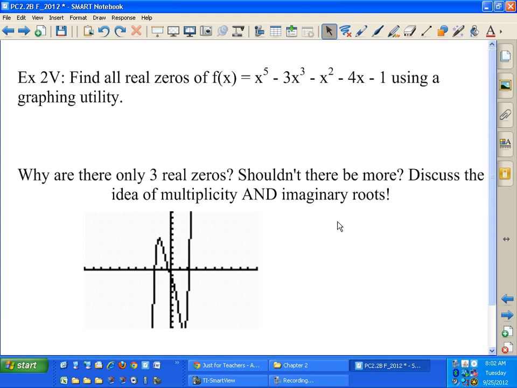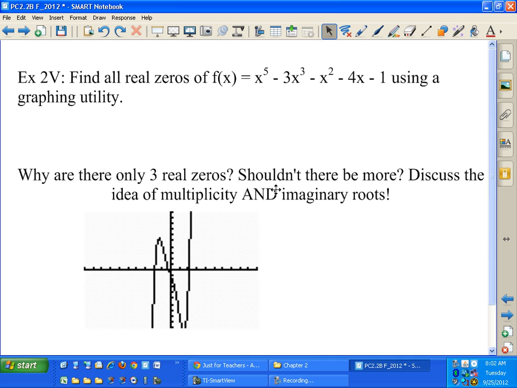Then it says find all the real zeros using a graphing utility. So what I did is I graphed the function here, and you can see there are only 3 real zeros: 1, 2, 3. It asks, should there be more? Well, there could be up to 5 of them.